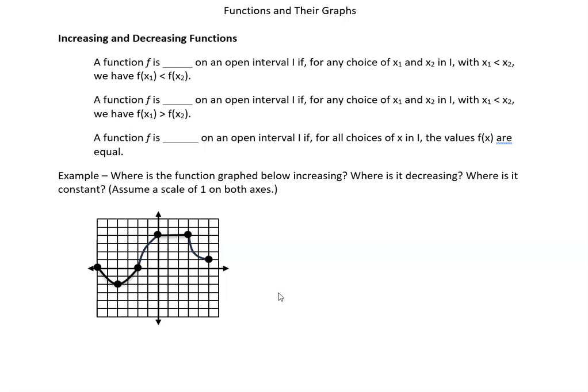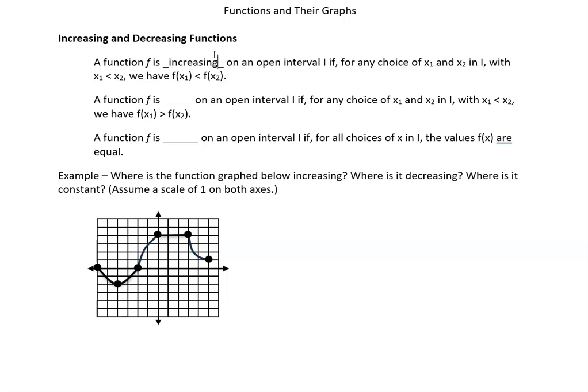Now, while these may not be super helpful in helping you identify what these intervals are going to be, they are an important foundation for us to use to create more of a working or layman's definition to help us find the intervals. So a function f is increasing on an open interval I if for any choice of x1 and x2 in I, with x1 being less than x2, we have f of x1 is less than f of x2.